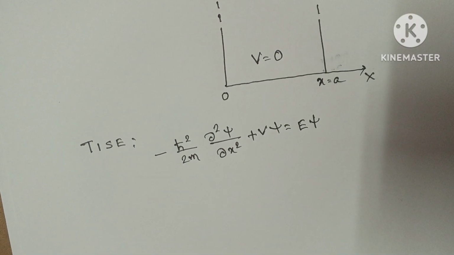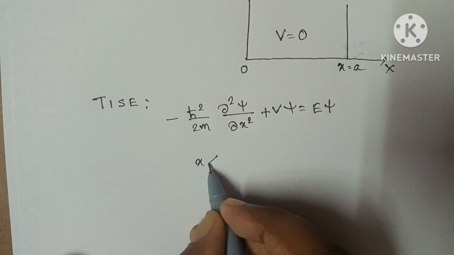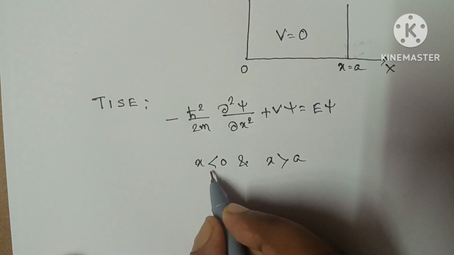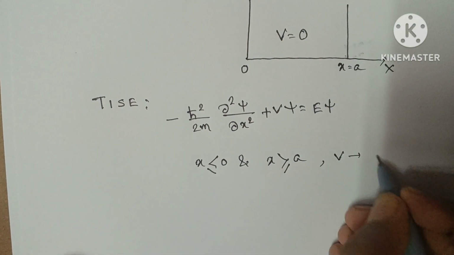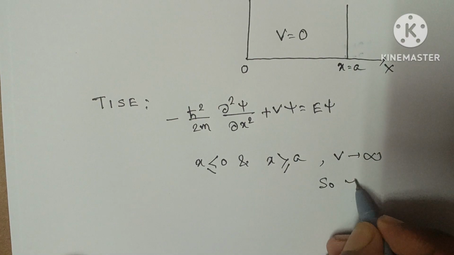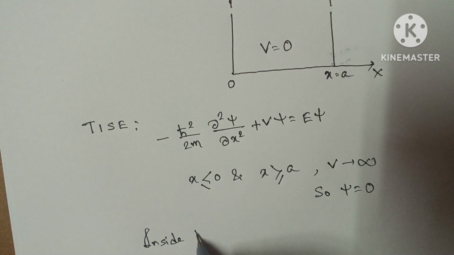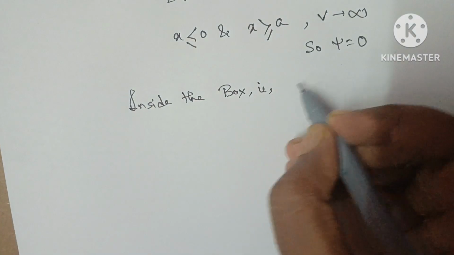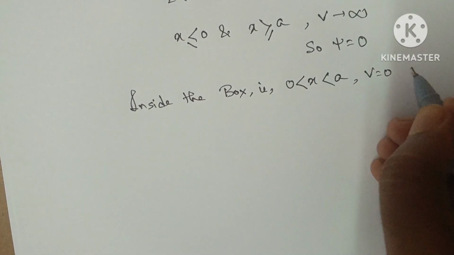At the region x less than 0 and x greater than a, or it would be better if I write x less than or equal to 0 and x greater than or equal to a, V tends to infinity. So psi equals 0 there. Inside the box, that is at 0 less than x less than a, V equals 0.